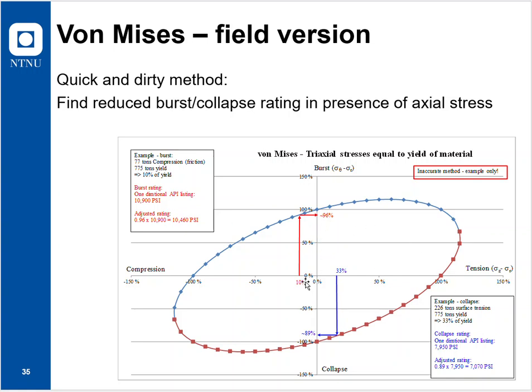Yeah. And then you're using the graph like this and say that it's 90%, 96% of, yeah. That's how the procedure is. Find on the graph your 10% actual stress, see the cross section with von Mises, and then read off an approximation of what the burst is, and the same with collapse rating.